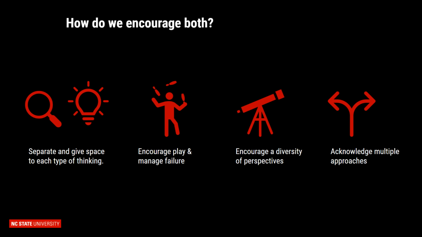So, how can we bring divergent thinking into our classroom in addition to the convergent thinking that might already be present? We can separate and give space to each type of thinking. We can encourage play and manage failure. We can encourage a diversity of perspectives, and we can acknowledge multiple approaches as valid.